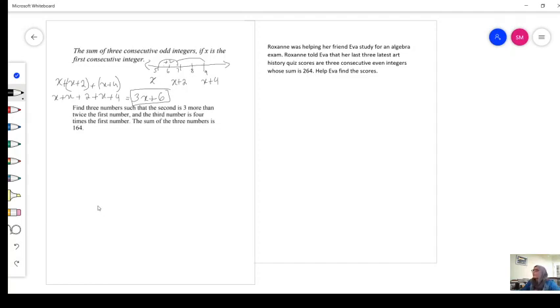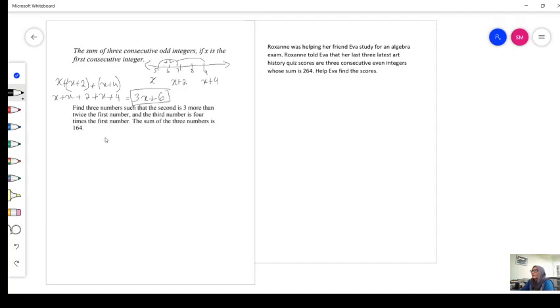Okay, now let's do this question down there. Find 3 numbers such that the second is 3 more than twice the first number and the third number is 4 times the first number. The sum of the 3 numbers is 164. Now, if you pay attention, they're not talking about consecutive numbers. They're just talking about some numbers.